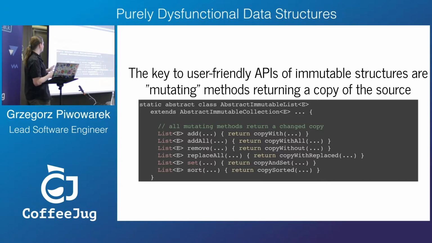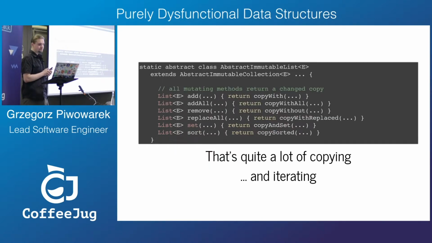So this is what we could do with the List interface from the Java collections API. We could rewrite all of them and have them return new objects containing those changes. And this is very convenient, very easy, much harder to make any mistakes with once you interact with it. But there is a problem. There's a bit of a problem with that.